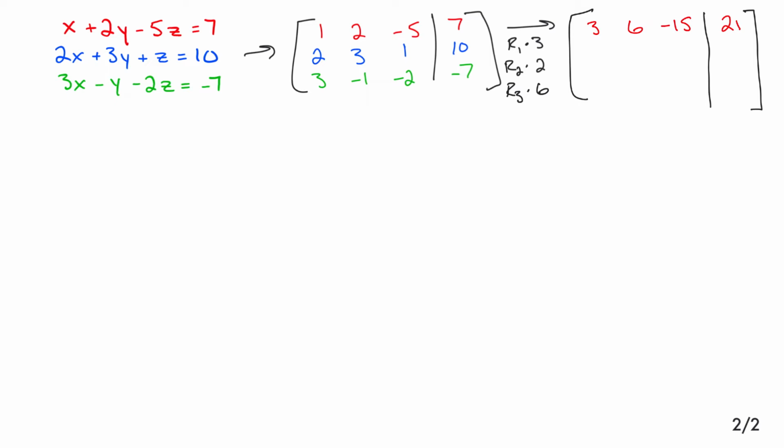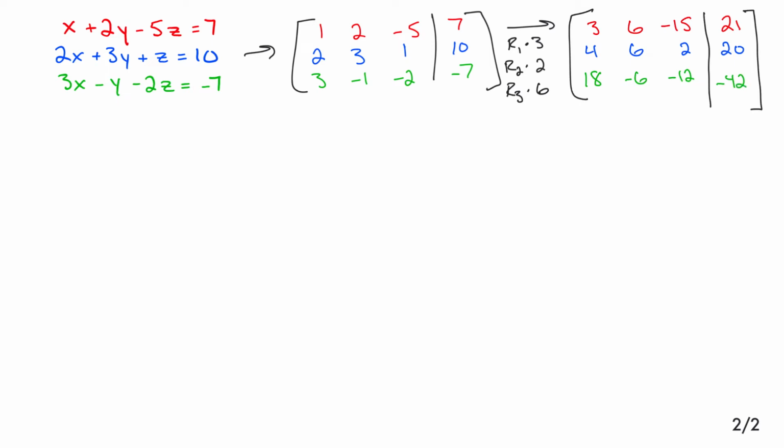Next, I'm going to take the blue row, the second row, and I said I was going to multiply it by 2. 2 times 2 is 4, 3 times 2 is 6, 1 times 2 is 2, 10 times 2 is 20. And then finally, I'm going to multiply the third row by 6. That's going to give me 18, negative 6, negative 12, and then 6 times 7 is negative 42.